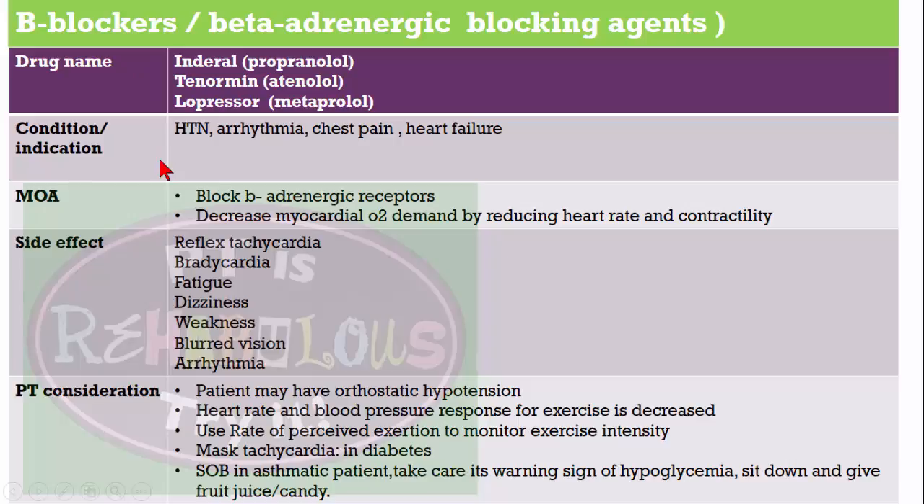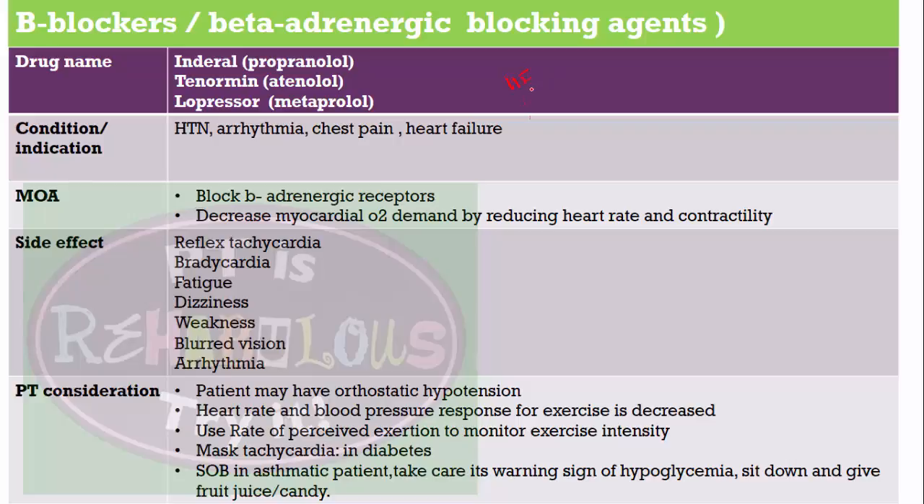What is the mechanism of action? It will block adrenergic receptors. Adrenergic receptors are responsible for increased heart rate and contractility, and if we are blocking them, it won't increase your heart rate and contractility more. So that will decrease myocardial oxygen demand and increase myocardial oxygen supply, by reducing heart rate and contractility. Let's see individually for hypertension, chest pain, heart failure and arrhythmia. First of all, we are going to see heart failure.